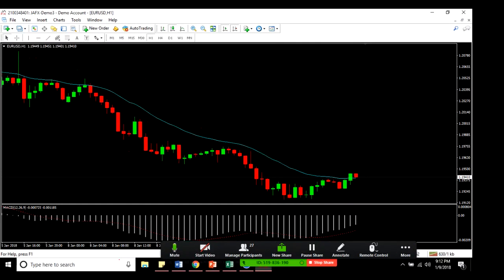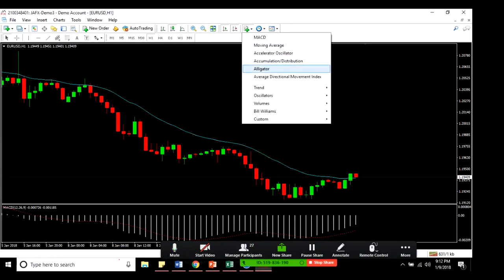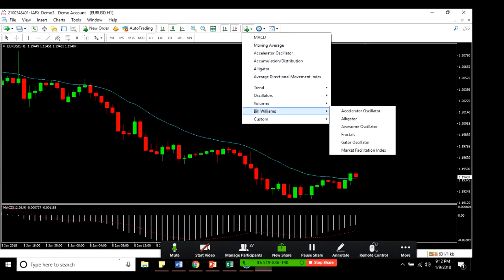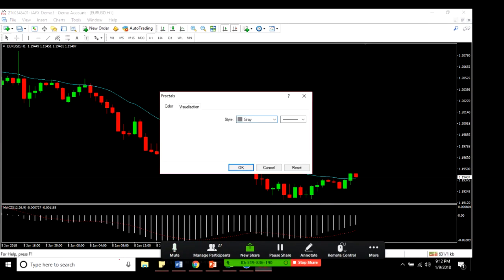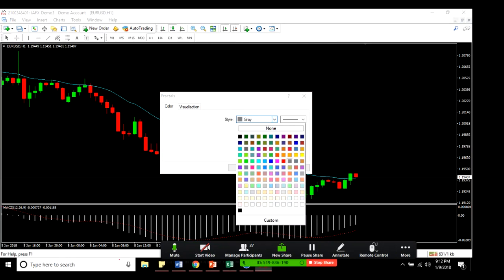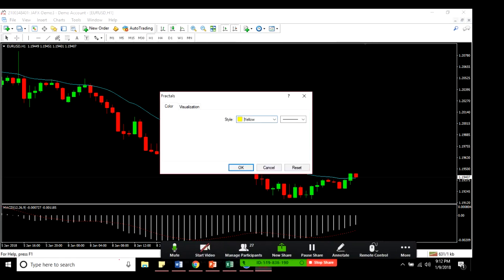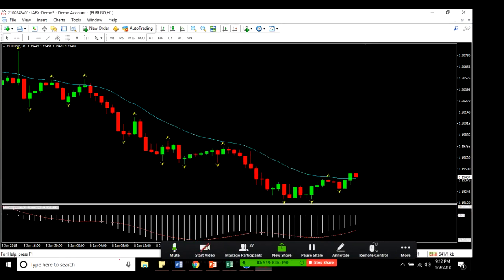The third and final indicator we're going to add, go back to your indicator list, go down to Bill Williams, and we're going to add fractals. The color doesn't matter. I'm going to highlight these as yellow and then just hit OK.